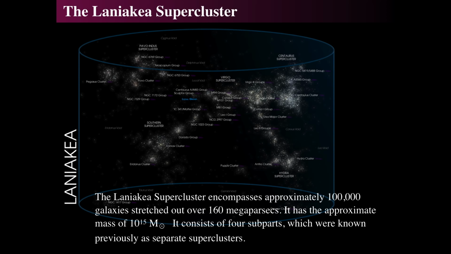Now, if we look more locally, we see what's called the Laniakea Supercluster, which encompasses many of the local clusters of galaxies around us, centered roughly on the Local Group. There's also the Virgo Cluster, as well as other clusters of galaxies that make up this supercluster, where there are roughly 100,000 galaxies stretched out over approximately 500 million light years, and approximately 10 to the 15th solar masses. There are 4 subparts, each of which was considered a separate subcluster, but the Laniakea Supercluster has been shown to be gravitationally bound.